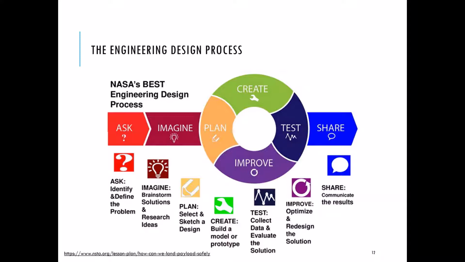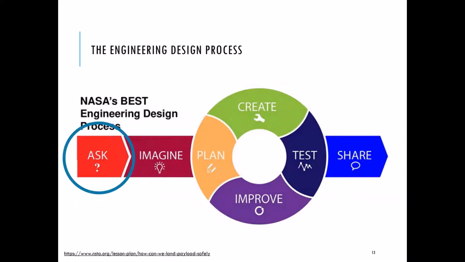So there's essentially 7 steps. There's the ask phase, imagine, and then you go in this loop of planning, creating, testing, improving, right? And this can go on indefinitely. And then eventually at the end, you're going to have a final product which you're going to share with the rest of the world. And so the best way for me to actually describe how this process works is to just give you an example.